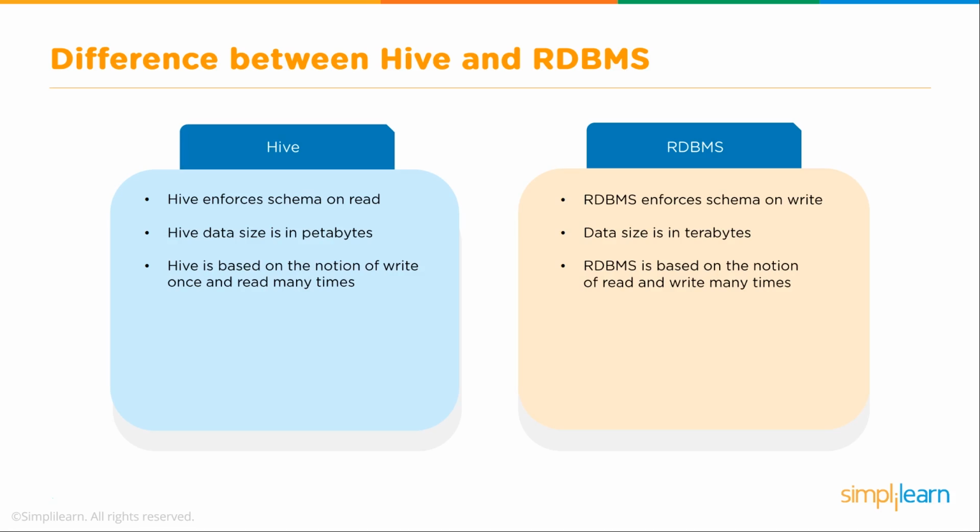With the RDBMS, it's based on the notion of read and write many times. So you're continually updating this database. You're continually bringing up new stuff, new cells. The count changes because they have a different licensing now, whatever software you're selling, all that kind of stuff where the data is continually fluctuating.